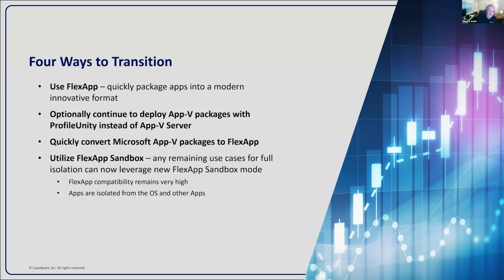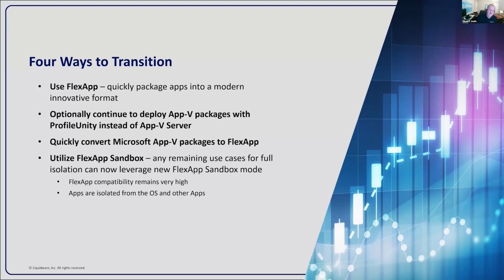Four ways to transition, and this is where we'll mention some of the ways you can convert. Use FlexApp to quickly package up an app. If it did not need application isolation in the first place with App-V, FlexApp's going to handle that most of the time just fine. You run it through and quickly package it, and then you can deploy it as a native FlexApp. We have automated packaging that can plow through dozens of those applications over a weekend, and you'll have them ready to go on a Monday morning. And even our manual packaging process is next, finish, same as installing an app.